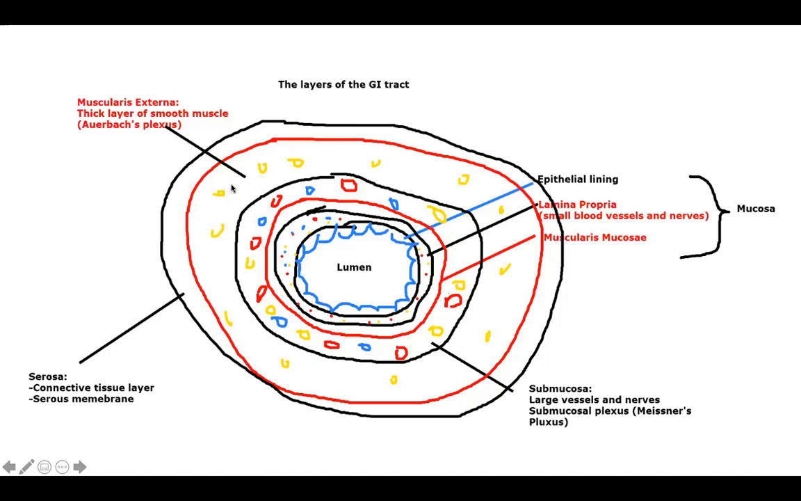Outside of submucosa, we have the muscularis externa, right? So it just translates to external muscle. Again, it's differentiating it from the internal muscle of the mucosa, which is a thinner layer. And the muscularis externa is a much thicker layer of smooth muscle, okay? It has fibers that are running in different directions. It's got some circular fibers. It's got some longitudinal fibers.